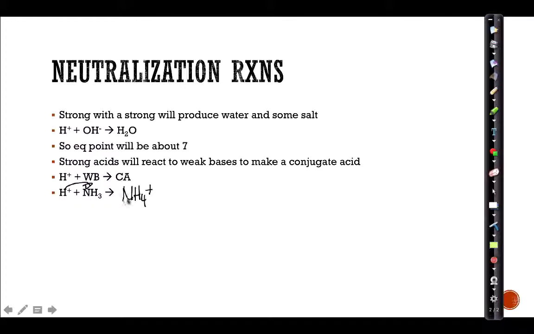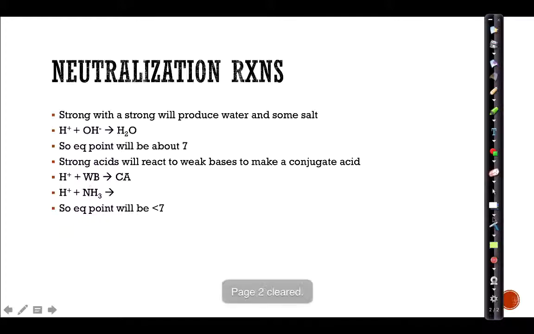Now, the thing is, I am making a conjugate acid. So at the equivalence point, when I have added the same number of moles of the strong acid to the weak base, I still have an acid that's present. So the equivalence point should be below 7 because I have made an acid.